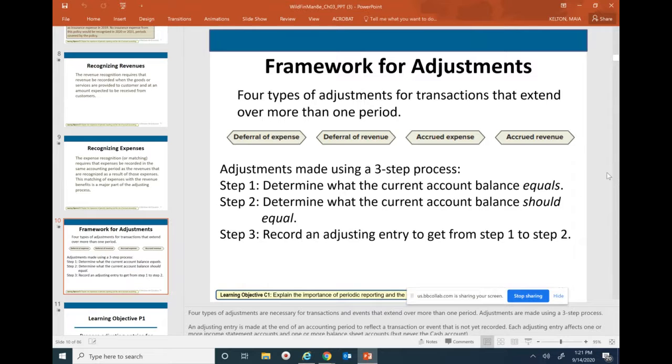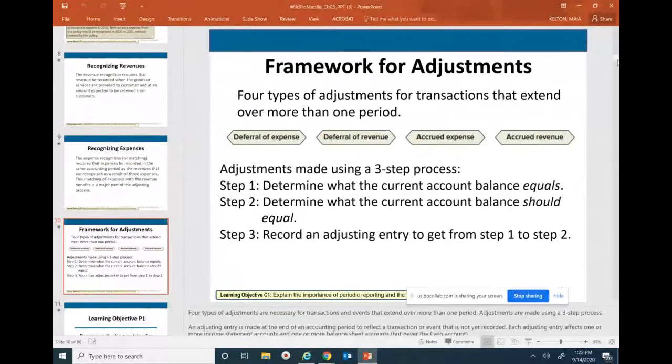We'll talk about deferrals first. We'll probably spend most of the class period on Wednesday discussing deferrals because they are the more challenging of the adjustments. And then on Wednesday, we'll finish our discussion with accruals. But I'm really not that worried about accruals just because you know how to prepare original journal entries.